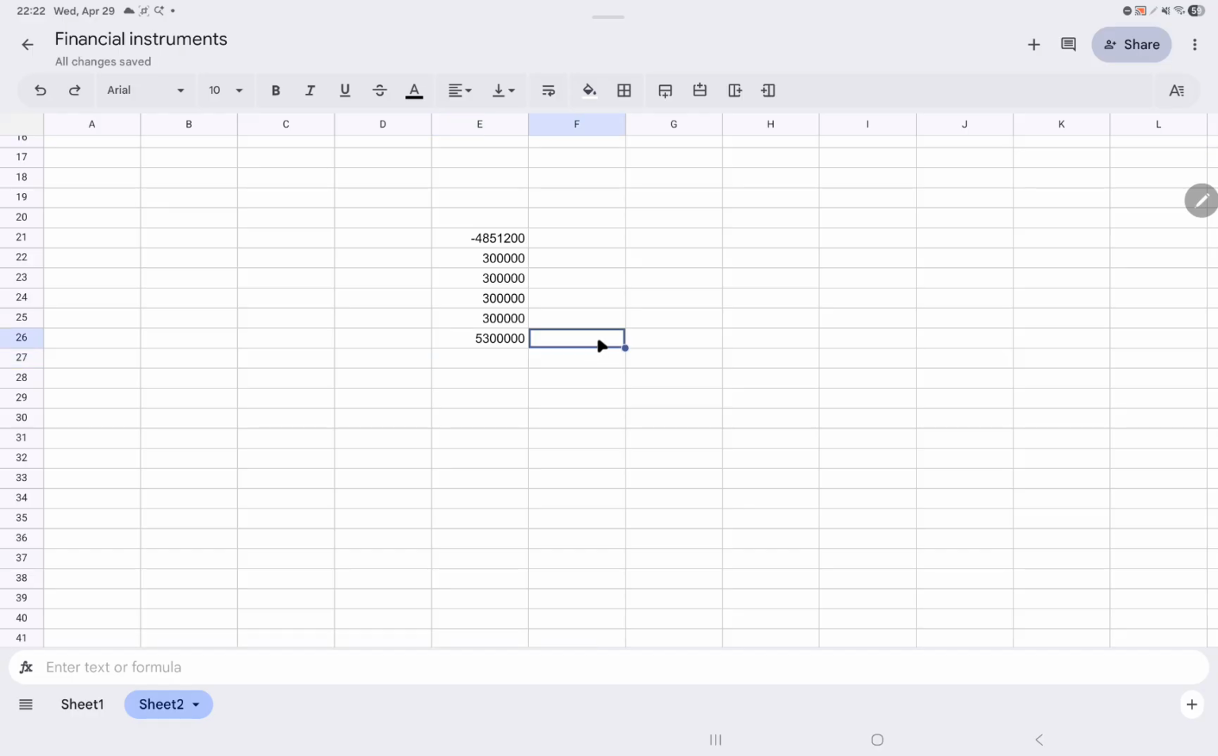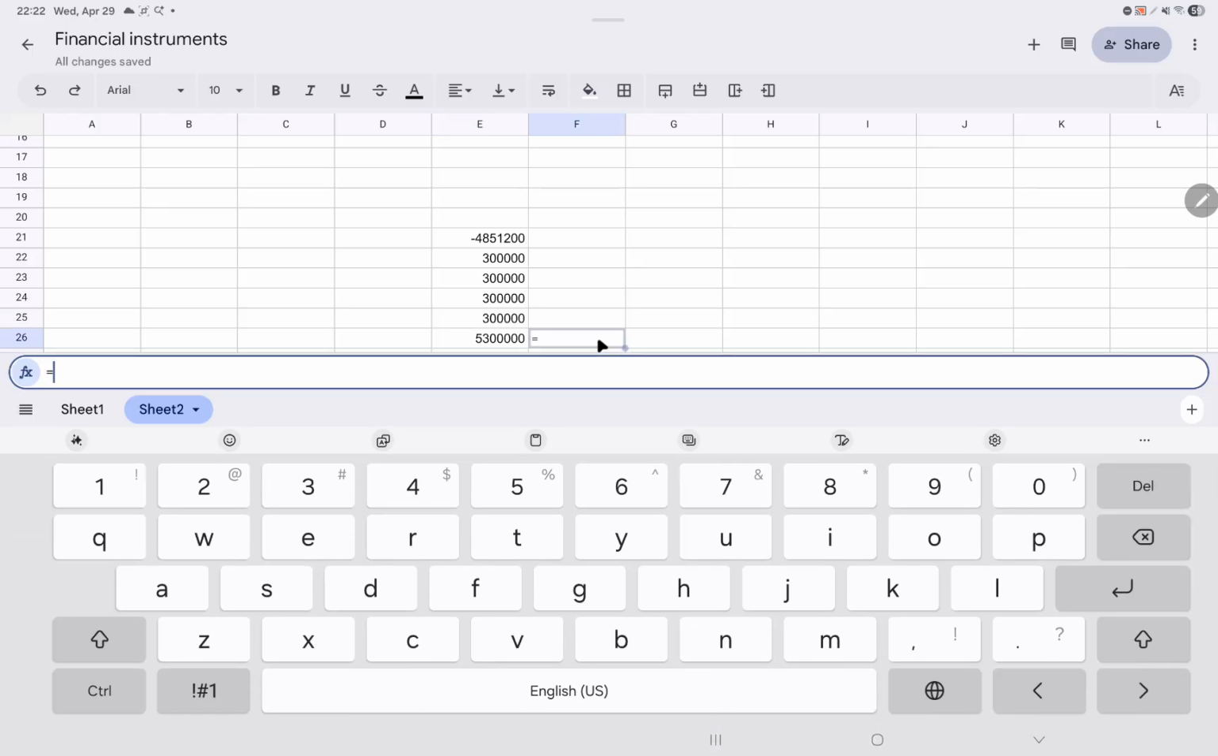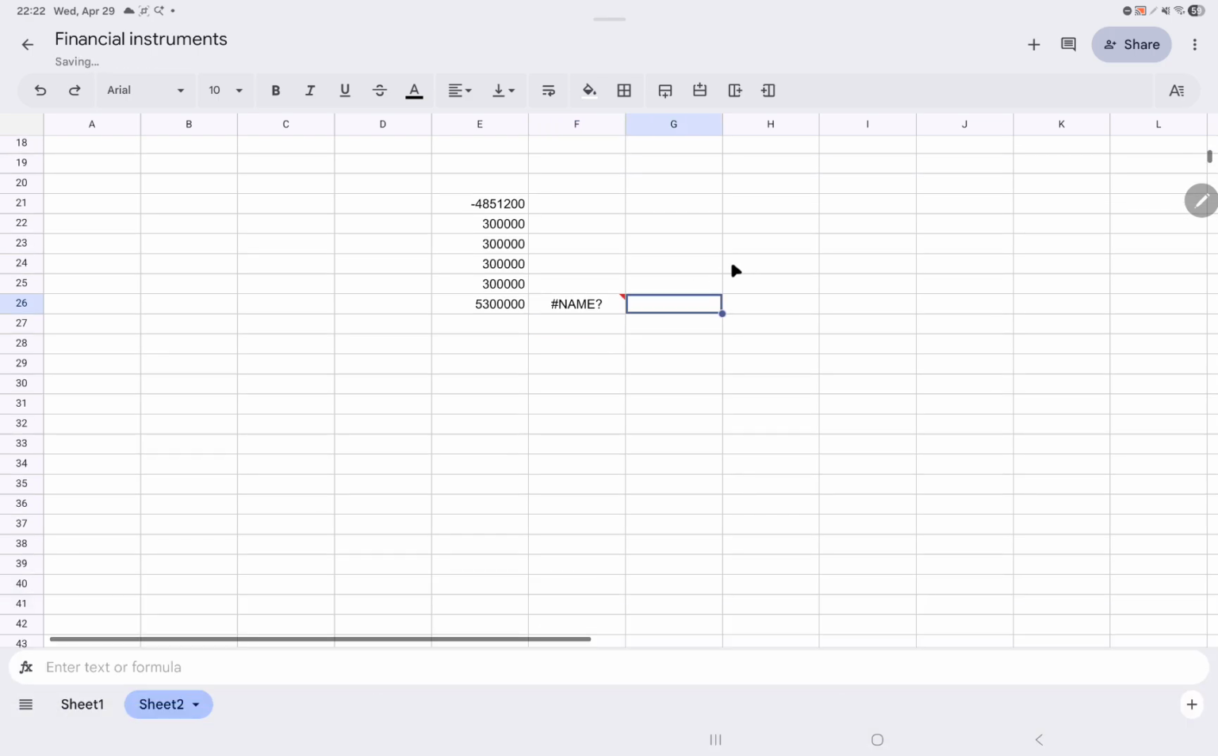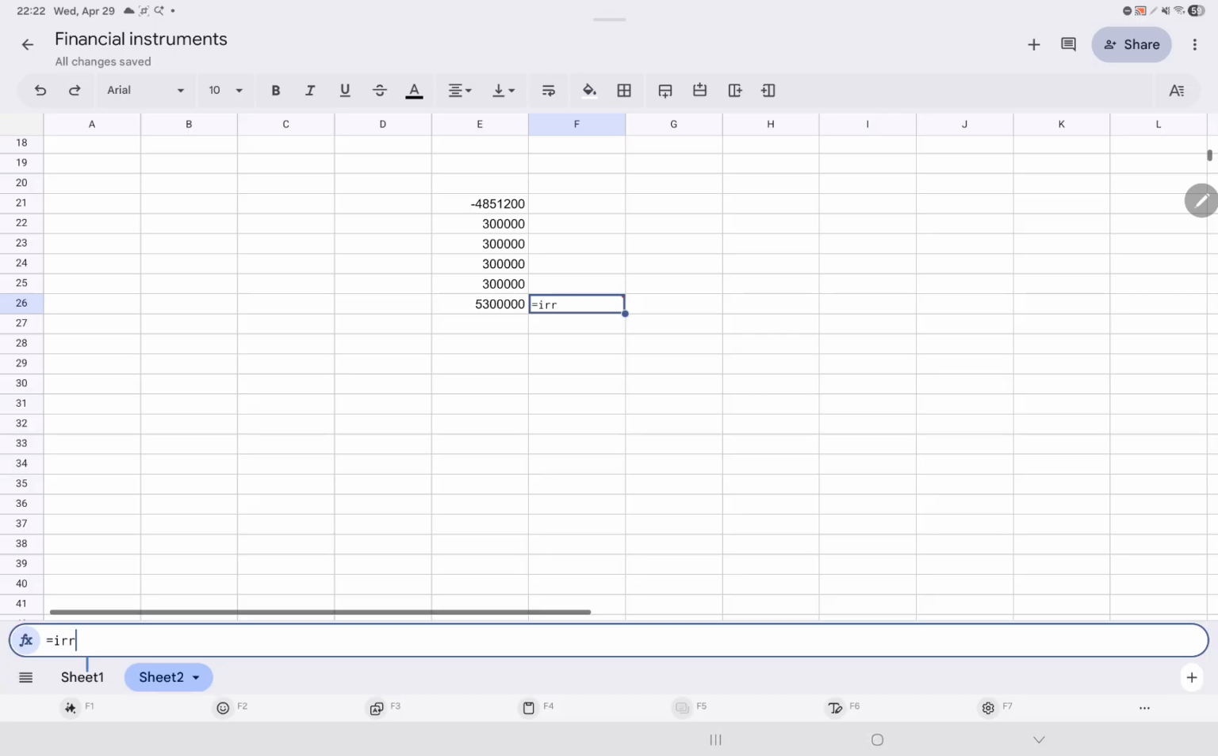How can we get it? We will use a formula called IRR, internal rate of return. It is equal to IRR, and then it asks for the cash flow amounts. I don't want to guess the rate. Excel is so intelligent that it will give you the rates. So ours is just to type IRR and then the cash flow amounts, and close the bracket.